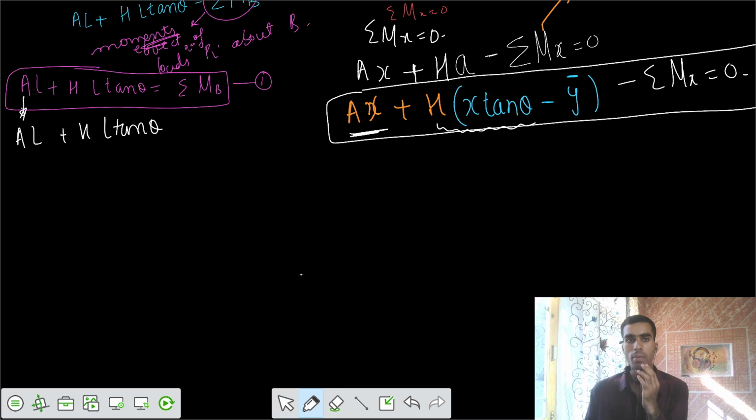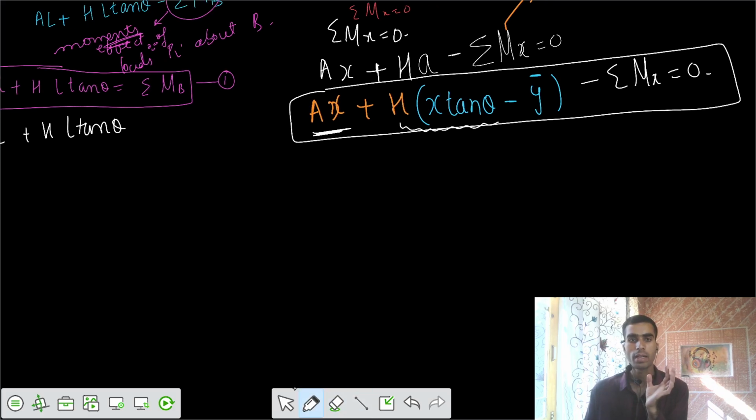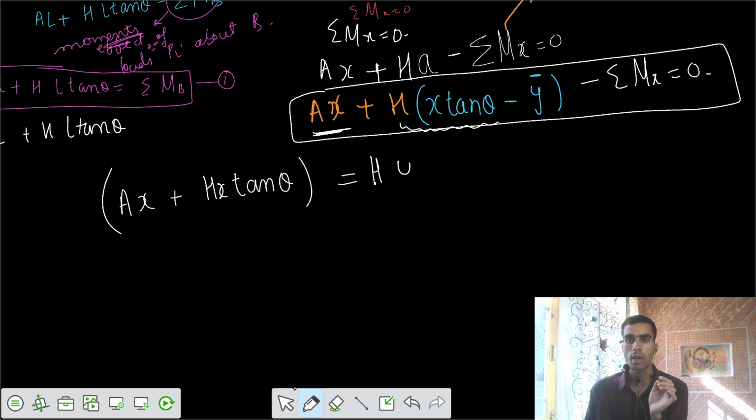So I can keep it in that fashion. If I write it in terms of A times x plus H x tan theta, I can have this value on one side, and similarly I can write one more thing, that one is your H times y bar.